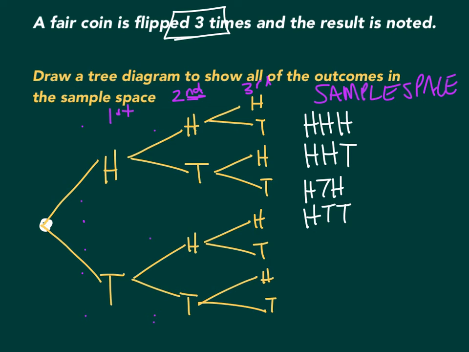And then again, I'm just following. I could go tails, head, head, or tails, head, tails, or tails, tails, head, or tails, tails, tails. And I'm just going to list out the sample space.